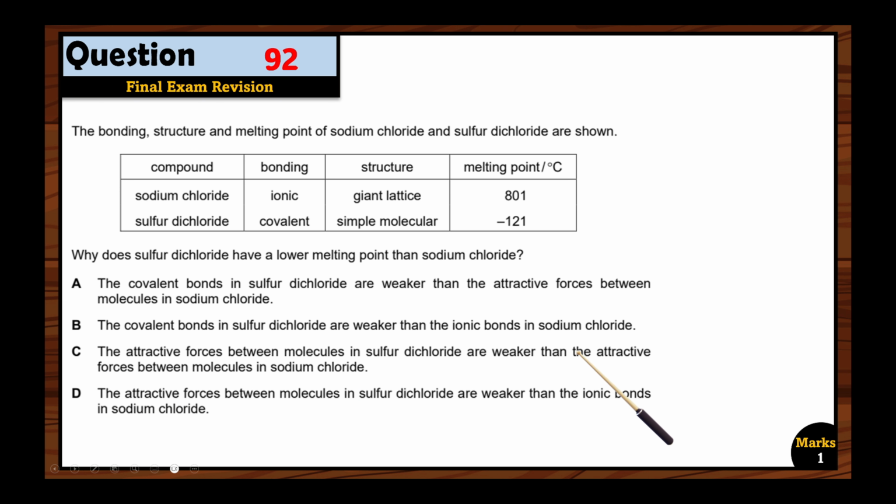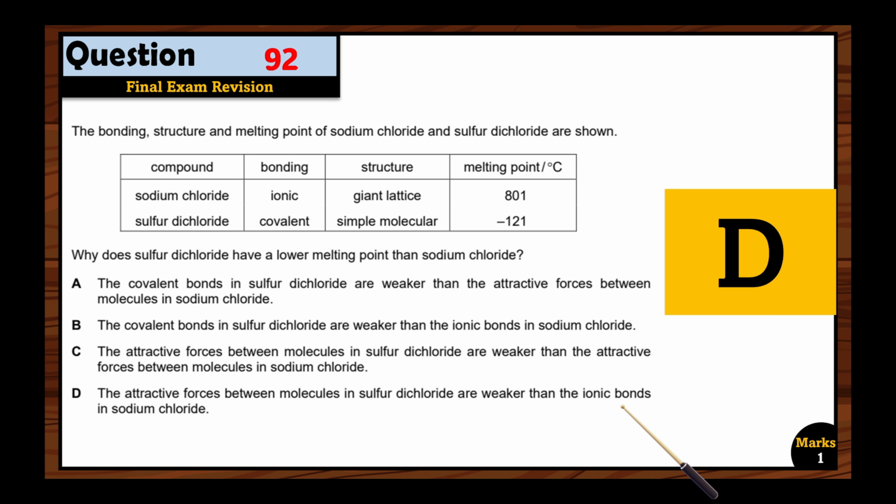But if you see here, attractive forces between molecules in sodium chloride. Sodium chloride is an ionic compound. It doesn't have molecules. So rejected. C option is also rejected. The attractive forces between molecules in sulfur dichloride are weaker, right? Then the ionic bonds in sodium chloride. Yes, that's the right option.